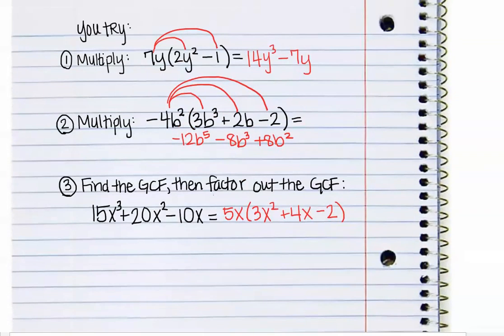All right, for the third one, our GCF, first of all, if you look at the 15, the 20, and the negative 10, 5 goes into all 3. Okay, so that's how I got the 5. And then I look at the exponents. I have x squared, x cubed, x squared, and x. The lowest exponent is a 1. So you take the x out. All right, that's it.